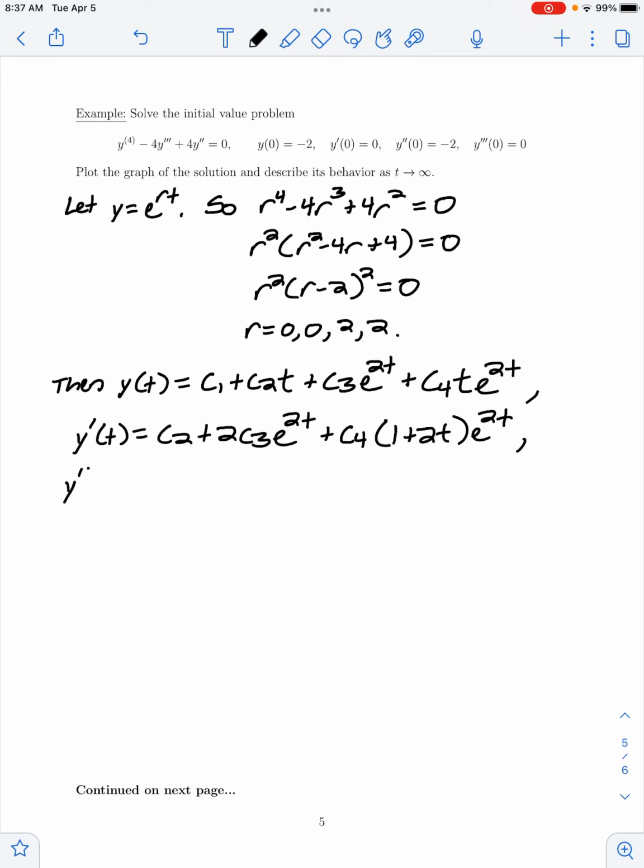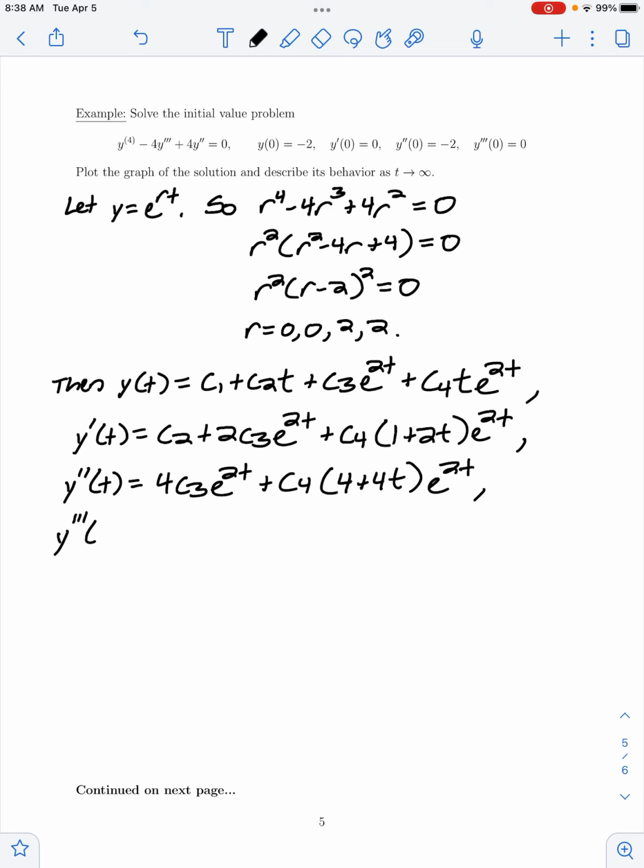And then our second derivative, y double prime, would be 4c3 e to the 2t plus c4 times, again by the product and chain rules, we would have 2 e to the 2t plus 2 plus 4t. So altogether we have 4 plus 4t times e to the 2t.